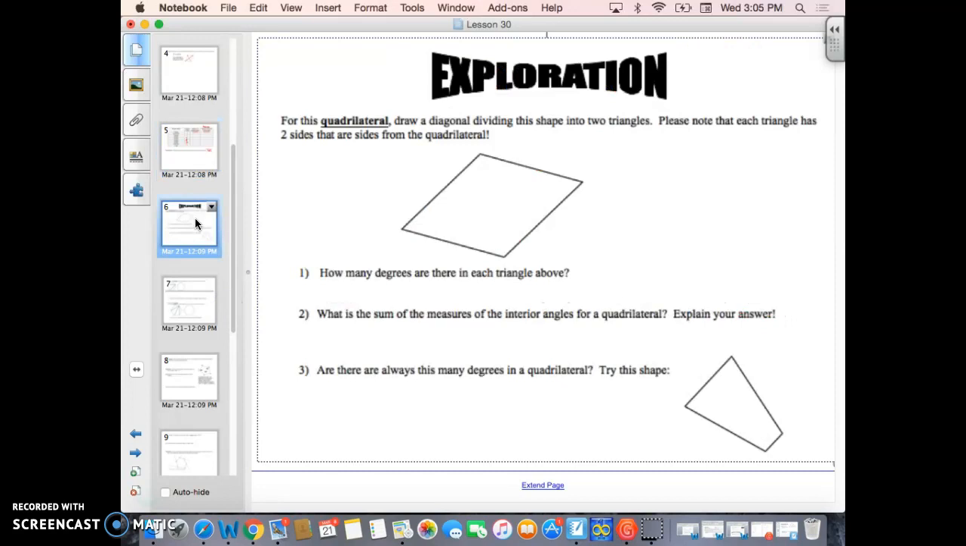All right, so let's do an exploration. So this is why a quadrilateral, which is 4-sided, has 360 degrees. All right, so the first thing we're going to do is turn this into 2 triangles. Okay, just like that. And now, how many degrees are there in each triangle above? Well, this one has 180 degrees, and this one has 180 degrees, right? So each triangle has 180 degrees. So what's the sum? 180 plus 180 is 360.